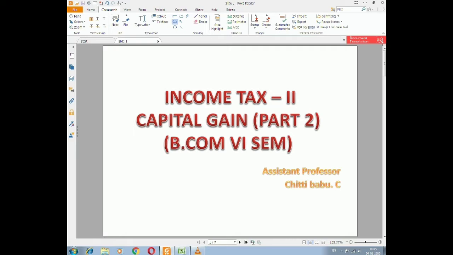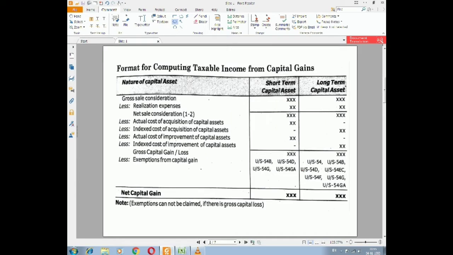Now we will learn in detail how the format works. Here you can see the format for computing taxable income from capital gains. Remember one thing: here we are not finding the tax amount, we are just finding the income on which the tax needs to be paid. Here you can see nature of capital asset; you can write this or write particulars, that is enough. We have two columns, one for short term capital asset and one for long term capital asset.